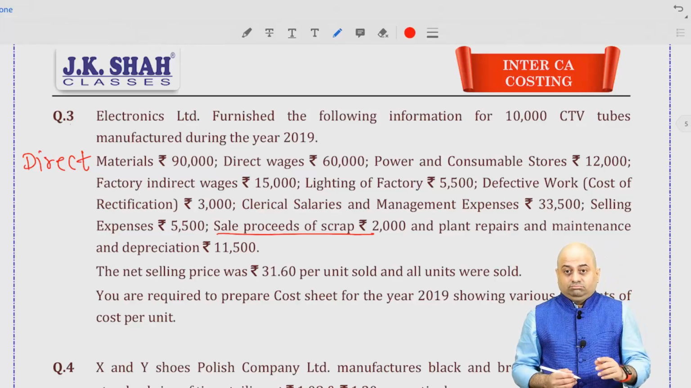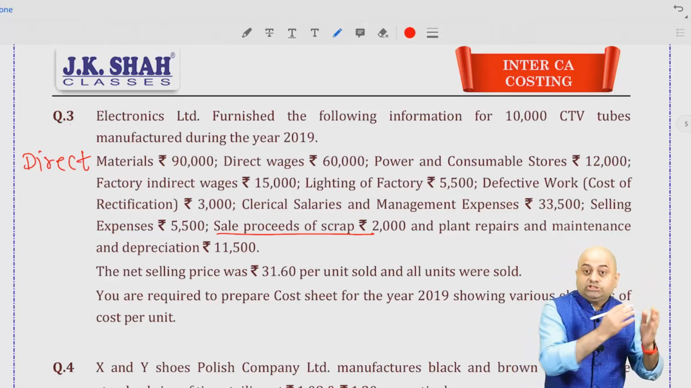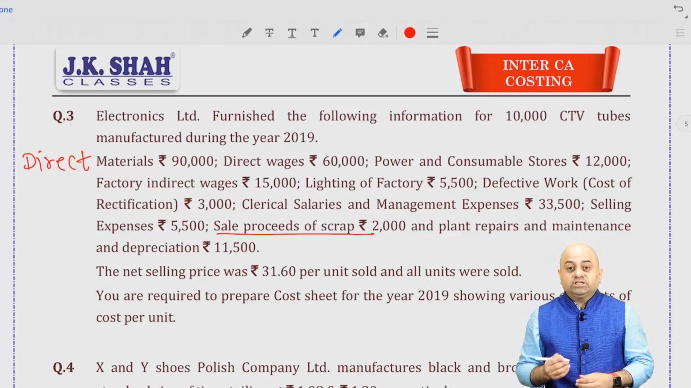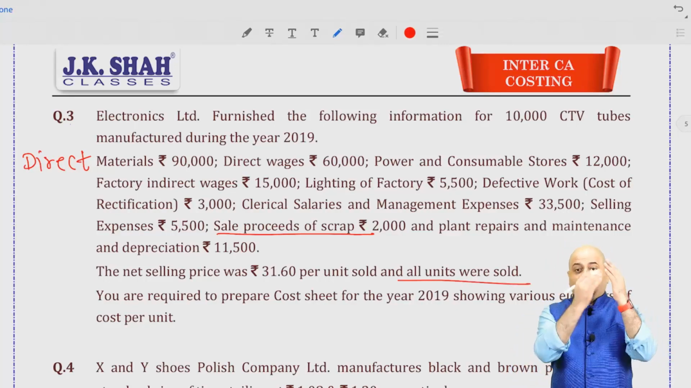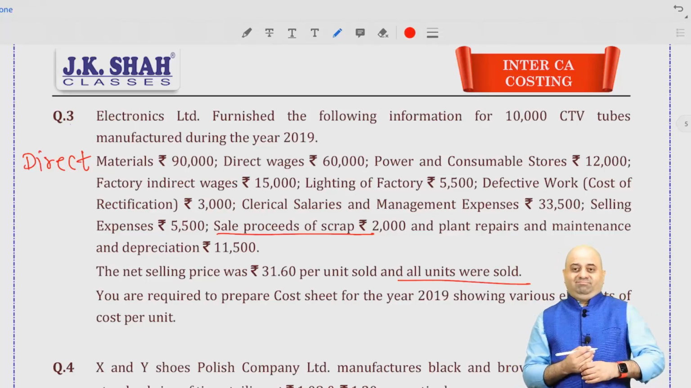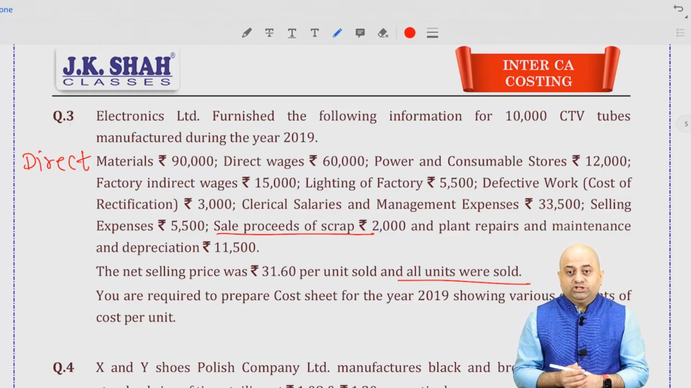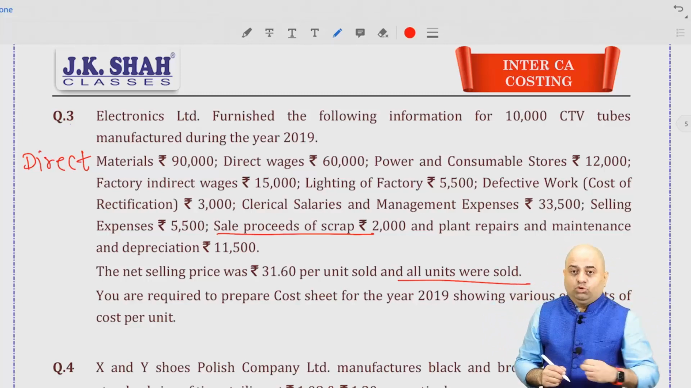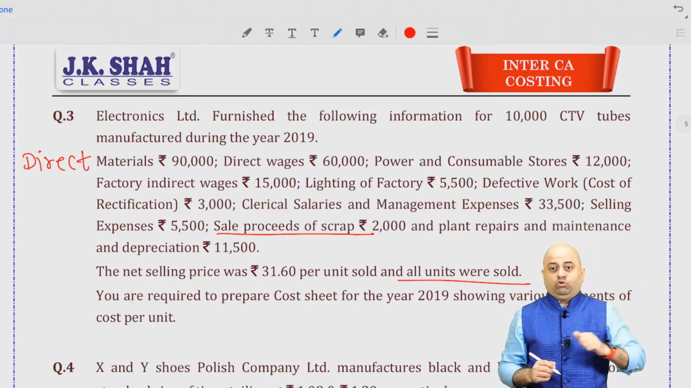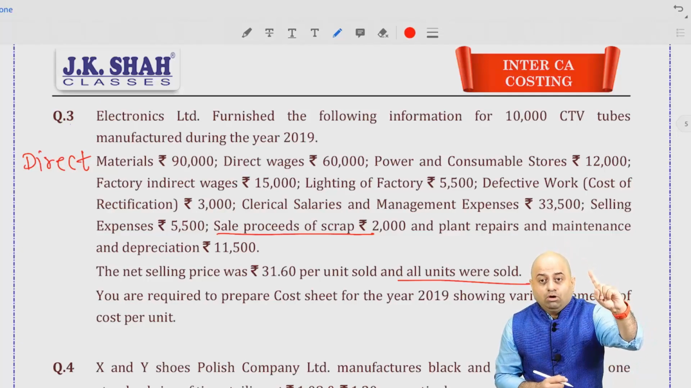And again, in my humble opinion, one of the most important concept-wise points of this problem is that all units were sold. So whatever you produced, all units were sold, which means that there was no opening and closing stock of finished goods in this question. So we can conclude two things here. One, whenever there is no opening stock of finished goods and closing stock of finished goods, the number of units produced will be equal to the number of units sold.